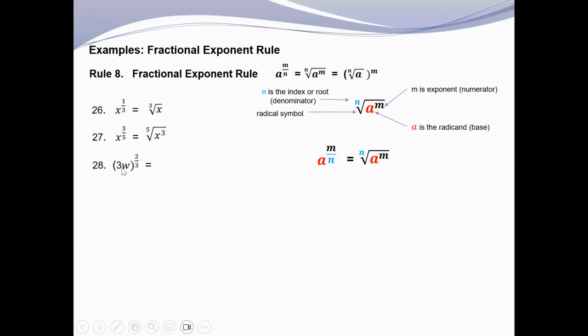Now look at this one here. The 3w is together, so it's called a radicand. You see, it's together, so that's why it's going to be the cube root of 3w raised to the 2nd power.